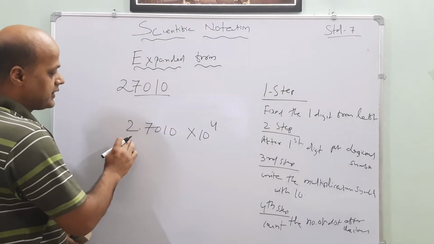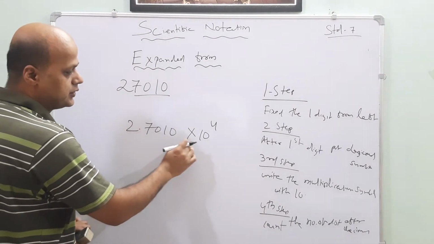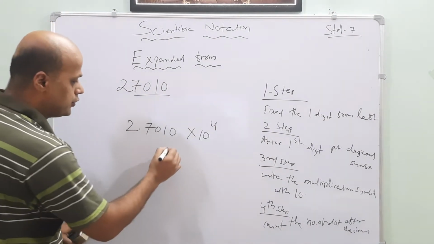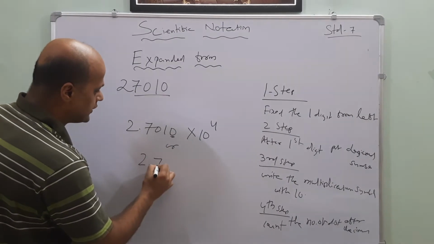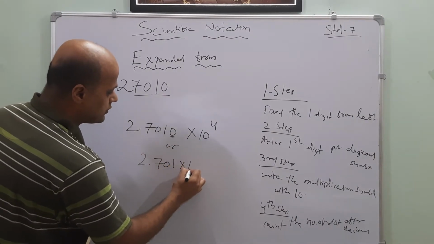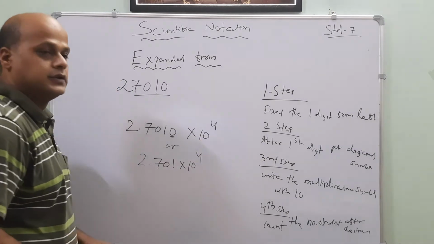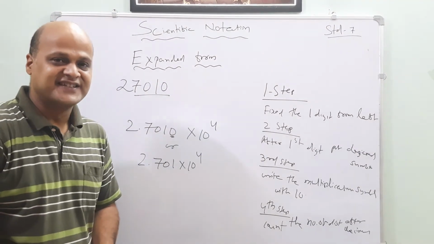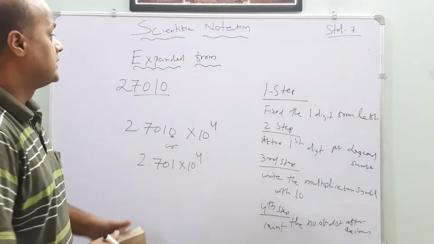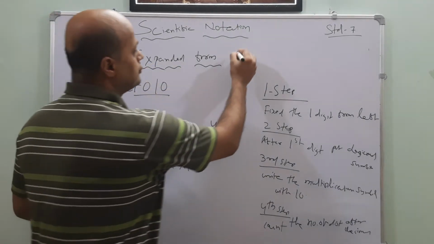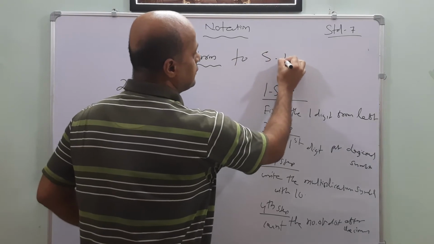Understood? So I write here 2.7010 into 10 to the power of 4. Or, as the last digit 0 is there, you can write it 2.701 into 10 to the power of 4. How easy it is, my dear friends? Okay, very good. Now, my dear friends, this is expanded form to scientific notation.